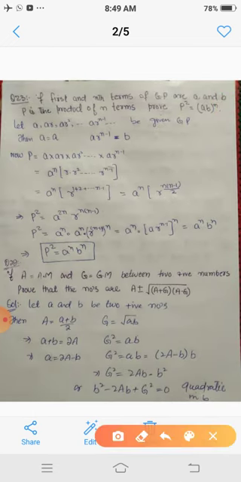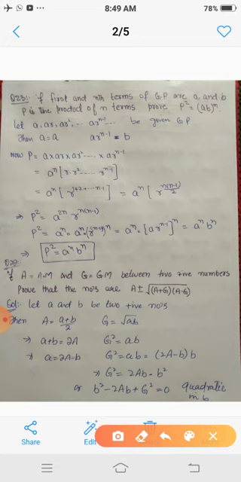Now the question number 23 is, if the first and nth terms of a GP are A and B, and P is the product of n terms, we have to prove that P squared is (AB) raised to power n. Let a, ar, ar cube, so on to ar^(n-1) be the given GP, which implies that the first term is a, and the nth term a_n is ar^(n-1), which is B.